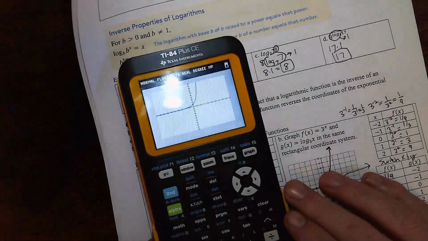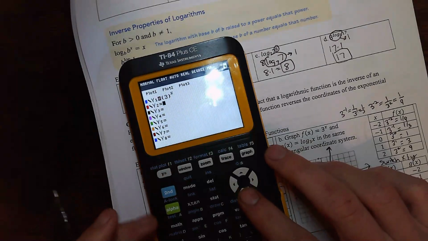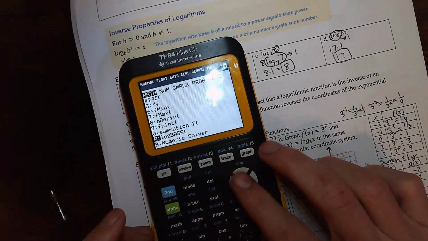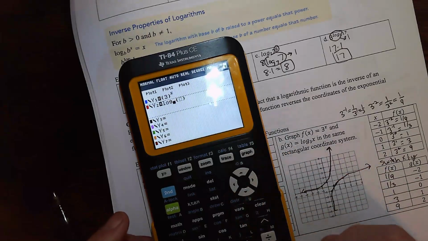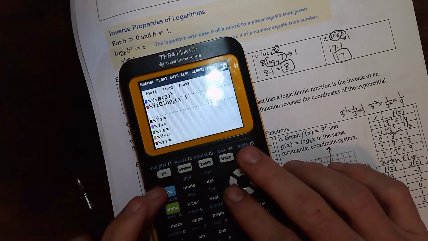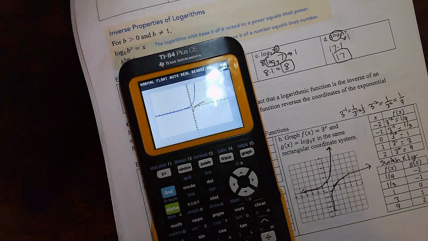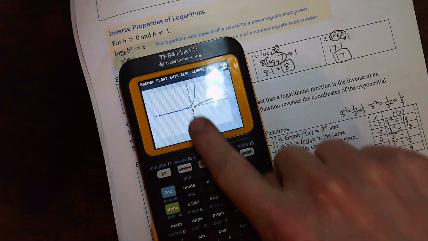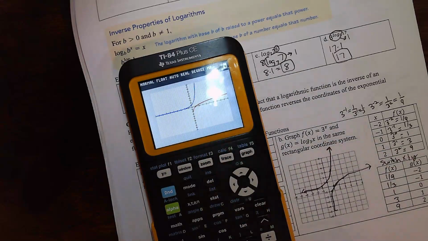You could check this in the calculator too. If I go to y equals, I go to math, down to log base 3 of x. Press graph. You can see how, and this does go down forever, but it never crosses the x or the y-axis. As a vertical asymptote, but x equals 0, that one.